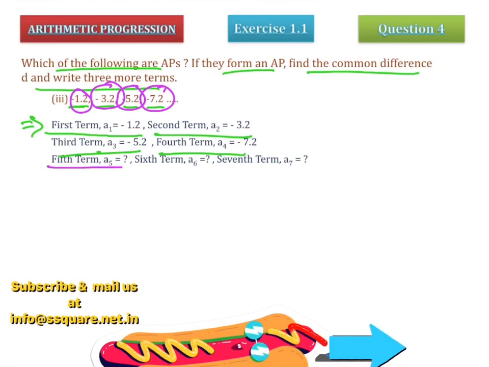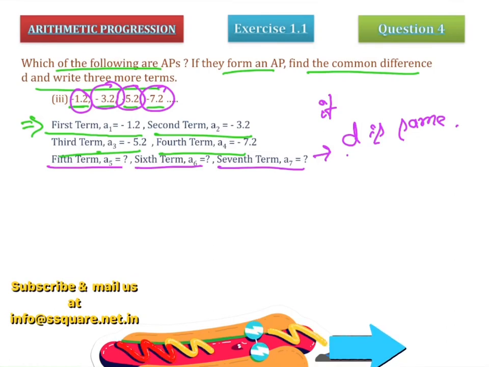Now we have to find the fifth term, the sixth term, the seventh term, if D is the same. We have to find these three. If the D value is the same, then only we find them, or else we can say this is not an AP. If it is an AP, we have to find the A5 value, A6 value, A7 value.